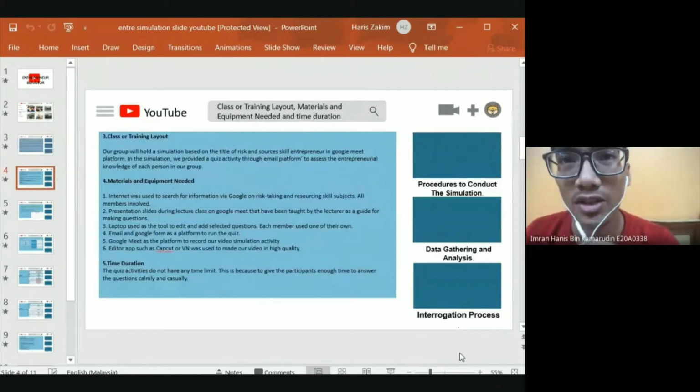For the class or training layout, our group will hold a simulation based on the title of risk and resourcing skill entrepreneur on the Google Meet platform. In the simulation, we provide a quiz activity through an email platform to assess the entrepreneurial knowledge of each person in our group. Okay, next.